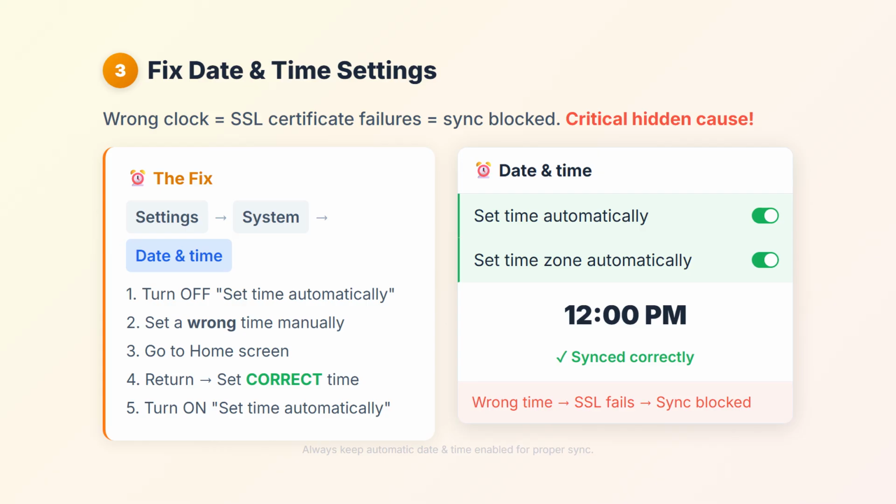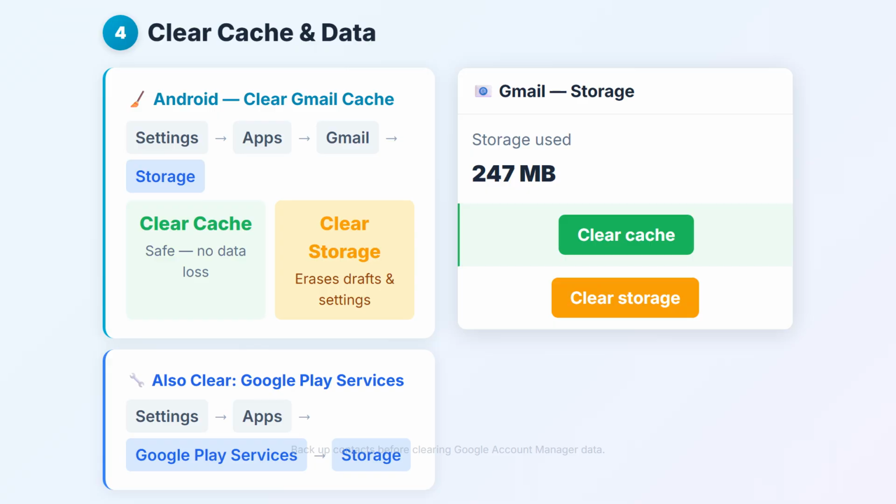Fix number 3. Fix your date and time settings. This is a critical hidden cause. Wrong device time causes SSL certificate failures, which blocks sync entirely. Go to Settings, System, Date, and Time. Turn off automatic time, set a wrong time, go home, come back, set the correct time, and turn automatic time back on.